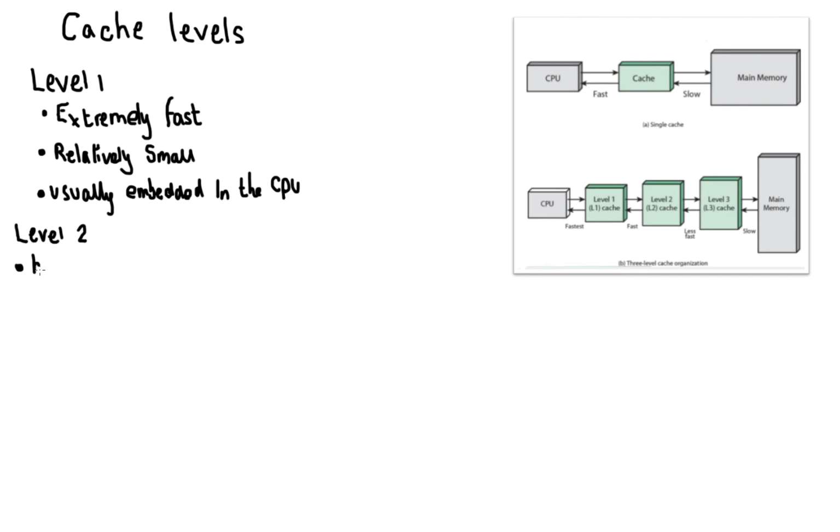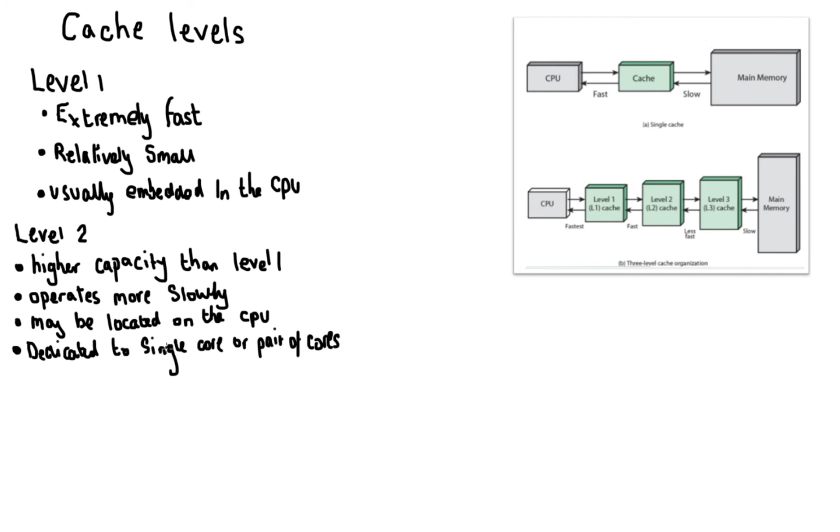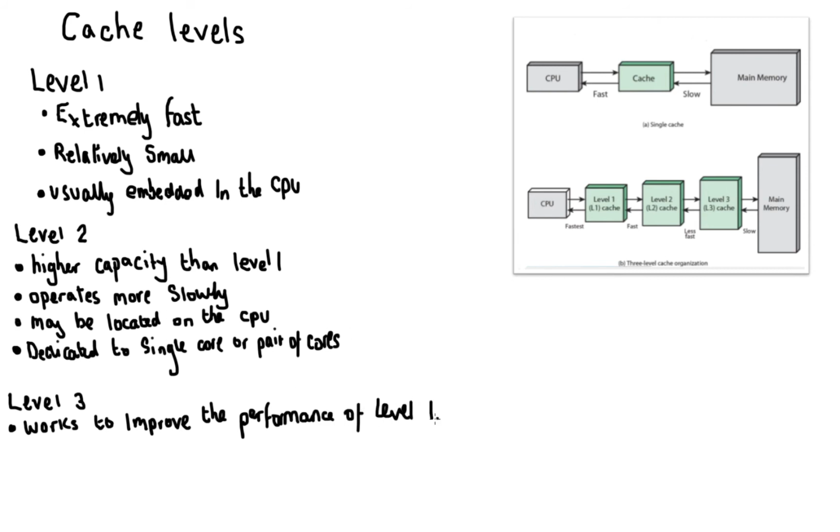Level 2 has a higher capacity than level 1. And what we mean by this is that it's got a bigger size. Now, because it's got a higher capacity than level 1, it operates more slowly. And this may be located on the CPU chip still. It's dedicated to a single core or a pair of cores. With level 3 cache, it works to improve the performance of level 1 and level 2 cache combined, and it's shared by all of the cores.